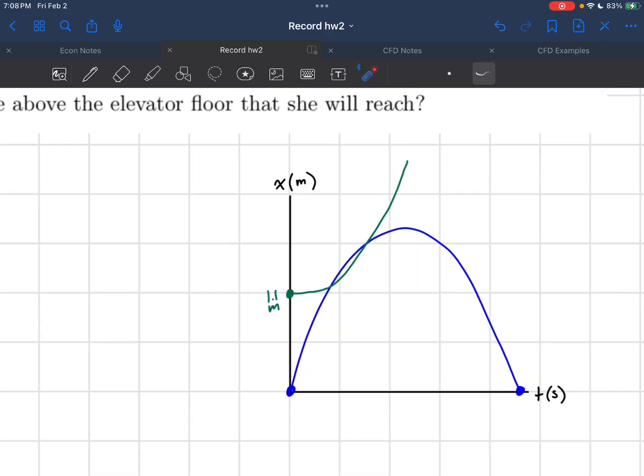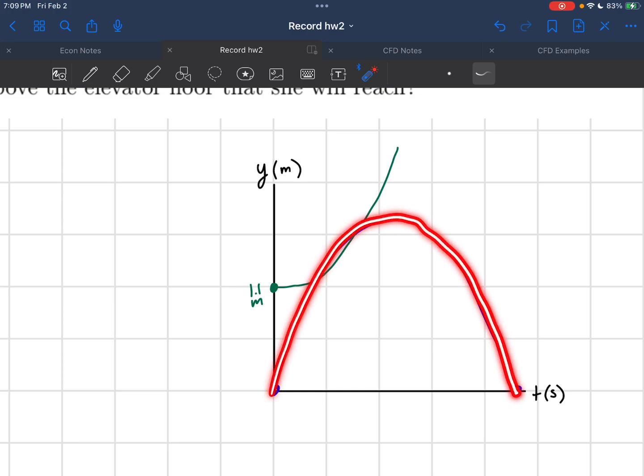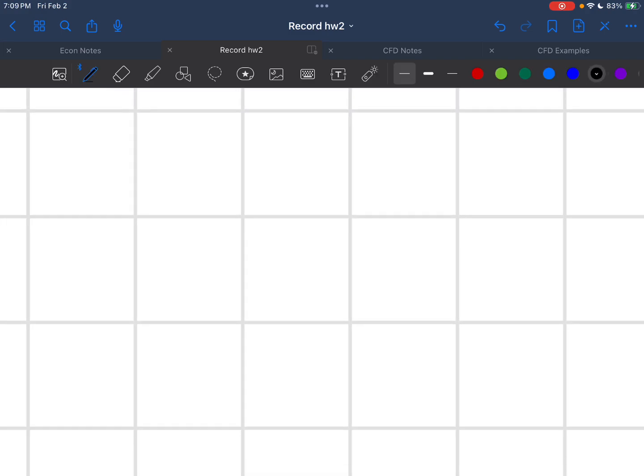So if I could get my position as a function of time, I wrote that as x, we changed that. We're talking about it in terms of y. If I can get my position as a function of time for the cat, and my position as a function of time for the elevator button, then I just need to find the intersection. And if I can find an intersection, that means they intersect.